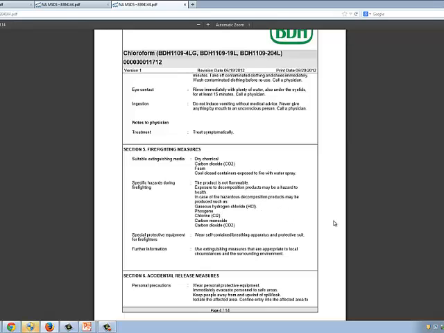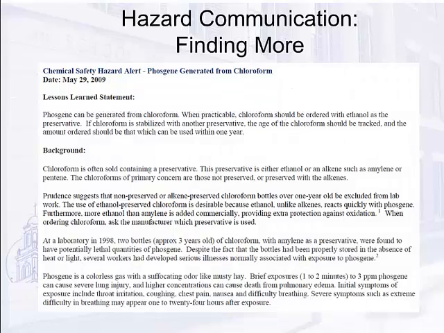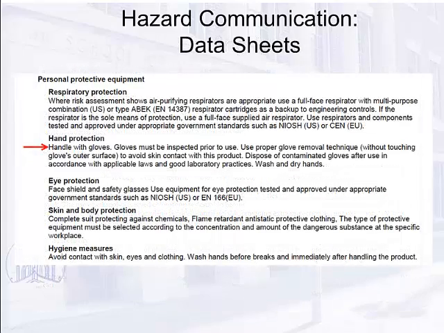Phosgene was used extensively during World War I as a choking pulmonary agent. This lesson learned provides direction to labs in how to avoid the generation of dangerous phosgene when storing chloroform. This excerpt from the SDS for dimethylmercury directs workers to handle with gloves. The type of gloves that are used can be of paramount concern.